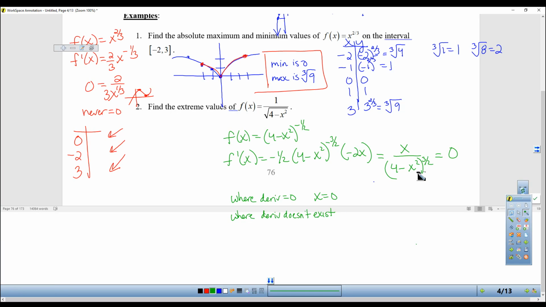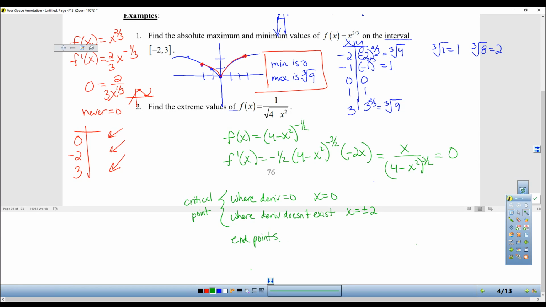So where doesn't it exist? What numbers can't x be? What would cause that denominator to be 0? Plus or minus 2. These two sets of answers, the 0 and the plus or minus 2, these are called critical points. But you also have to check the endpoints.